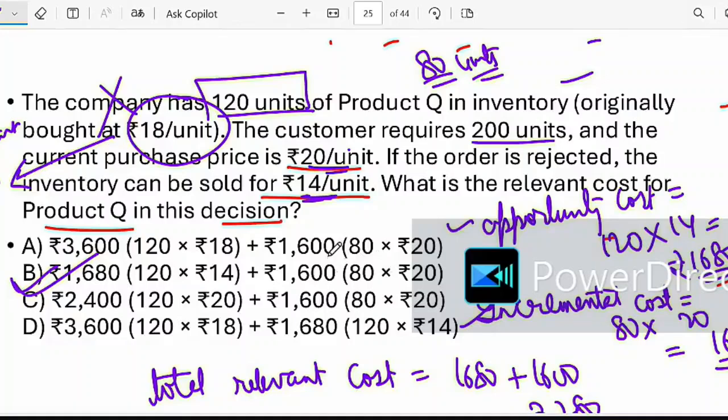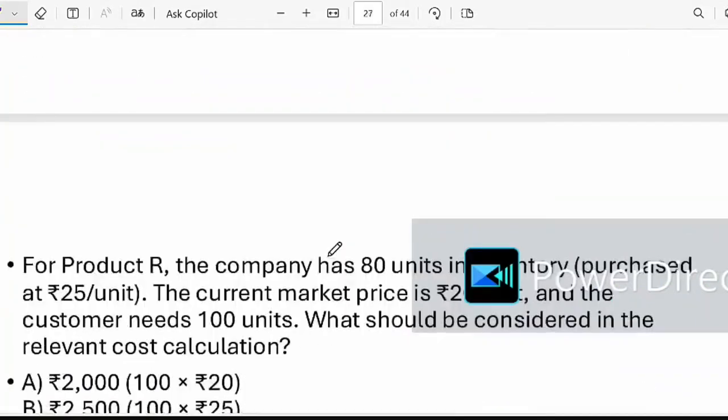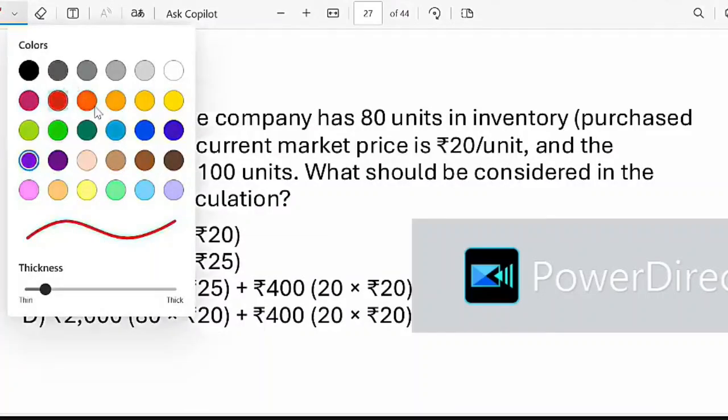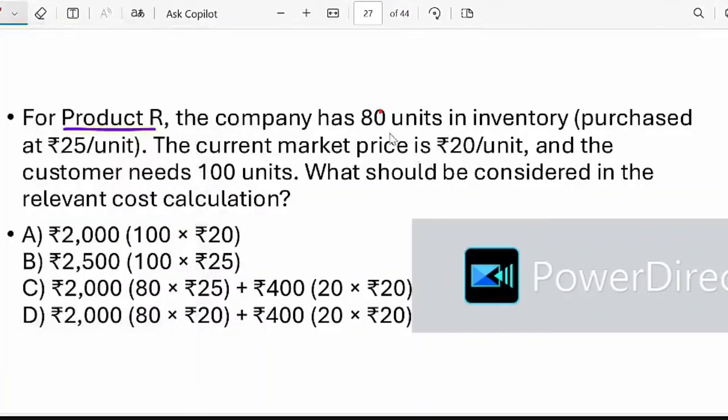Now, one similar question for you. Now, let's look at it. For product R, product Q we have done. For product R, the company has 80 units in inventory, purchased at 25 rupees per unit. The current market price is 20 rupees per unit, and the customer needs 100 units. So what would be considered in the relevant cost calculation? That is for product R.